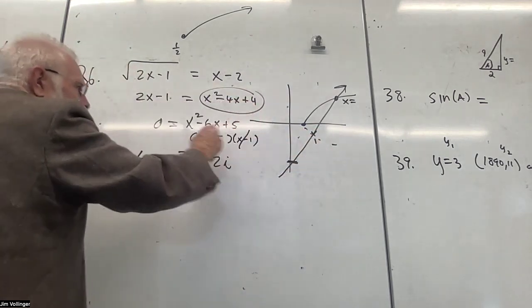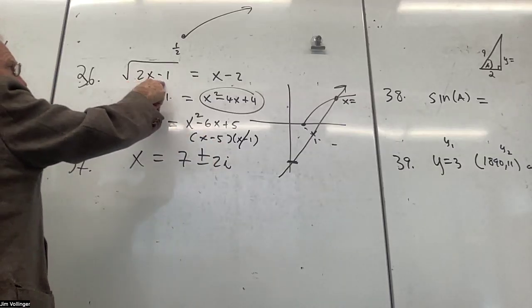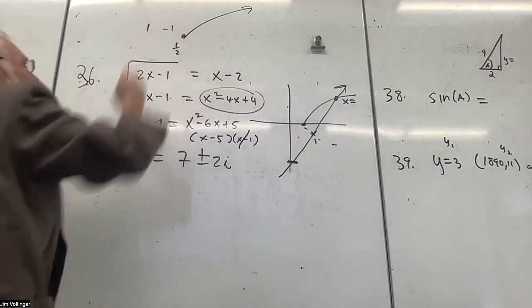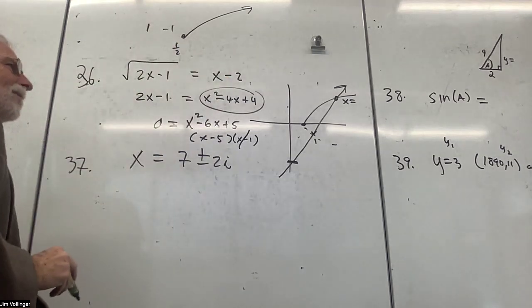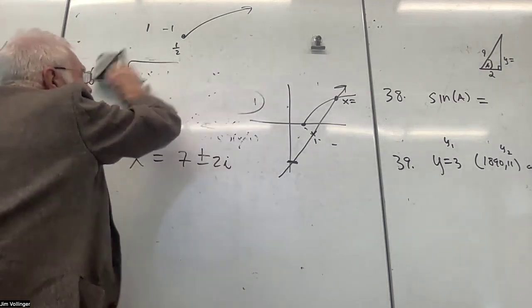1 does not work, but 5 seems to. I can always plug 1 in here. 2 minus 1 is 1, the square root of 1 is 1, and 1 minus 2 is negative 1. It almost works. Yeah, it almost does. All right, next problem.